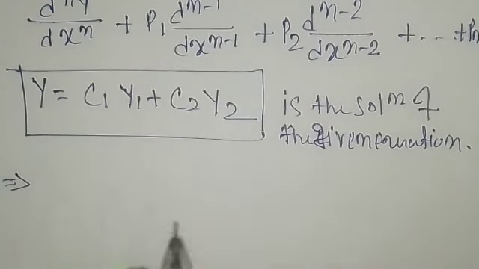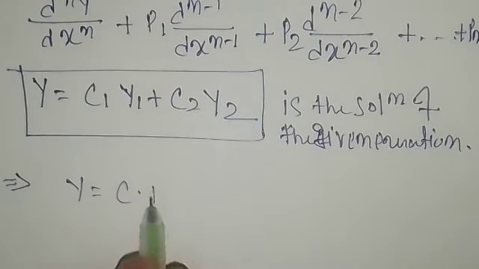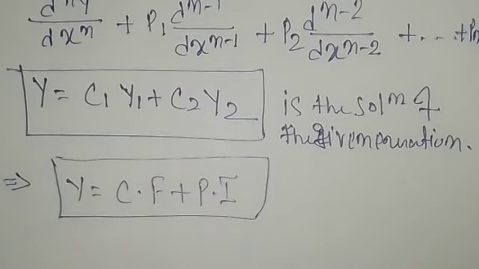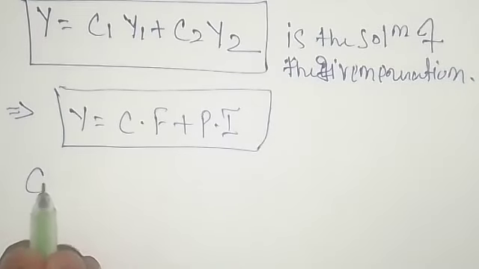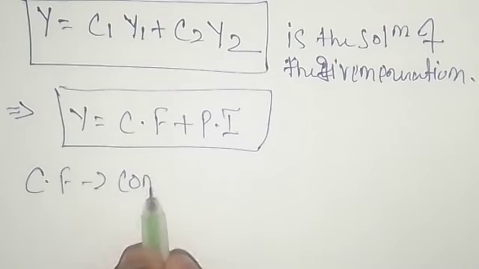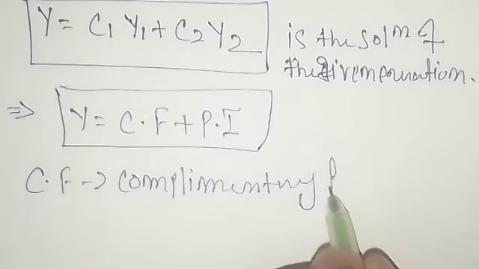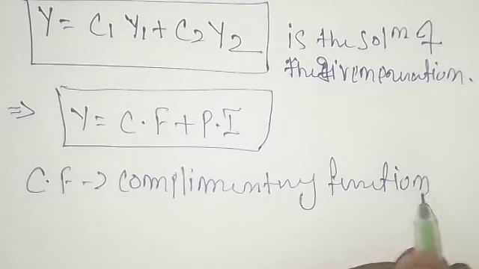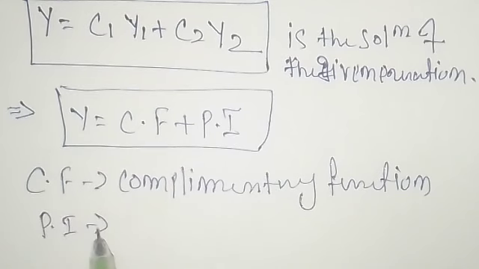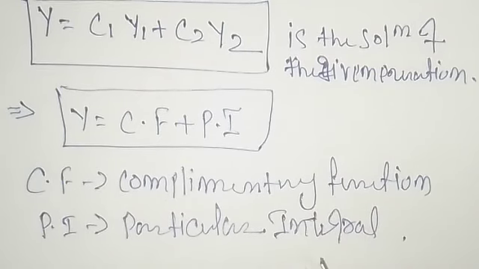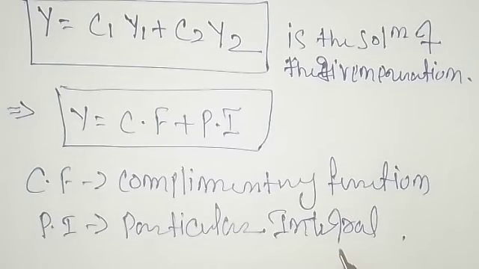So we have the solution y is equal to CF plus PI, where CF is nothing but the complementary function and PI is the particular integral. This is how we will calculate.